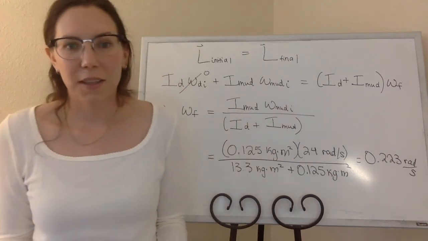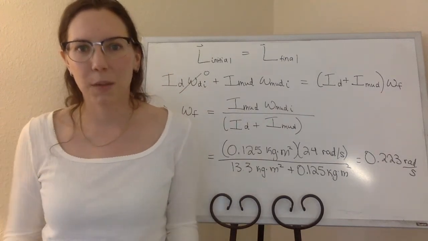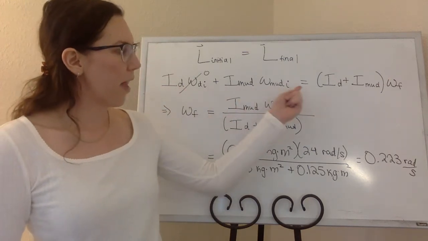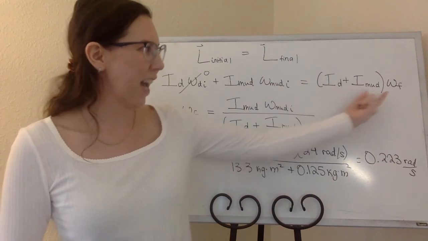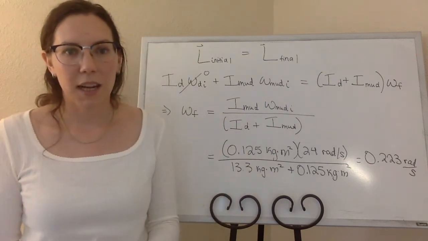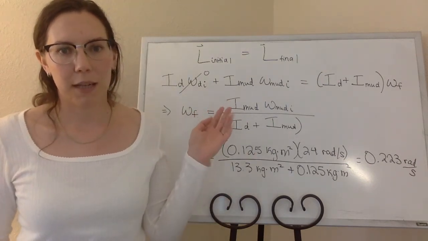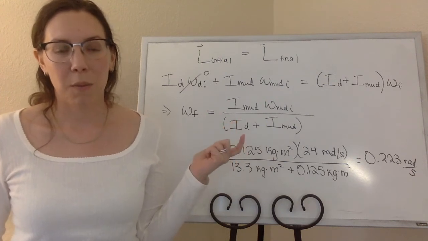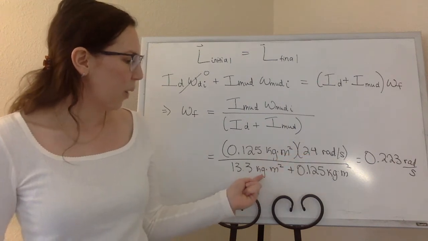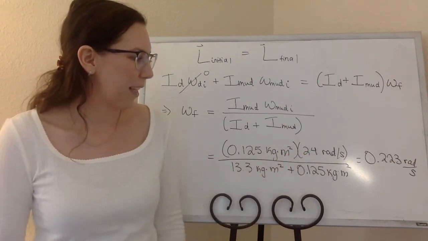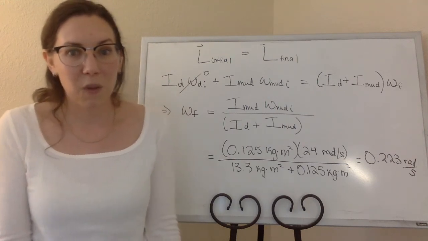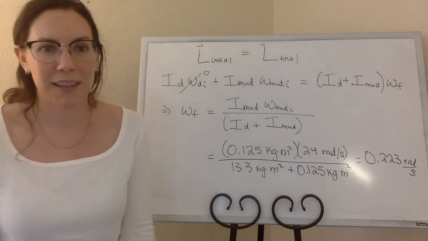Okay, so applying conservation of angular momentum here, we have L initial equals L final. And then initially we have I times omega for the door and the mud, and that equals the total moment of inertia after times that final angular velocity. Now, solving for that angular velocity, I'm going to cross out omega d, since we said it is 0. We have I omega over the total moment of inertia. So 0.125 kilogram meters squared times 24 radians per second over 13.3 kilogram meters squared plus 0.125 kilogram meters squared, which gives a final angular velocity for the door of 0.223 radians per second.